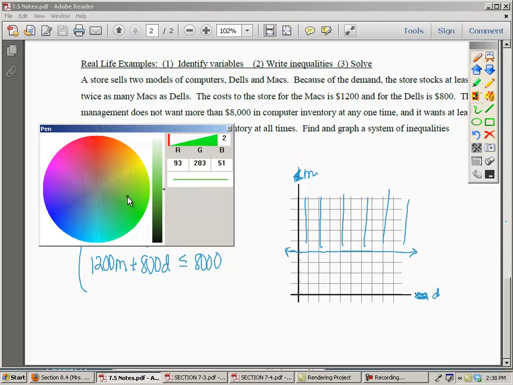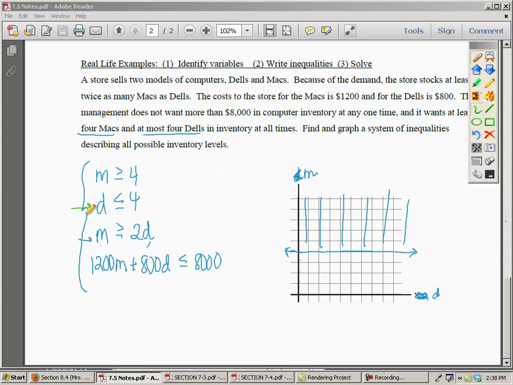Let me change my color for the Dells. Dells has to be less than or equal to 4. So here's 4. Whoops, not quite a straight line. Less than or equal to. One thing we didn't really talk about is that the Macs have to be greater than or equal to 0, and so do the Dells. You can't really have negative values, so we should discuss the fact that it should be stopped here and stopped here no matter what. So just keep that in mind.